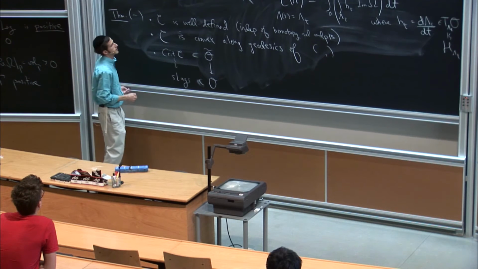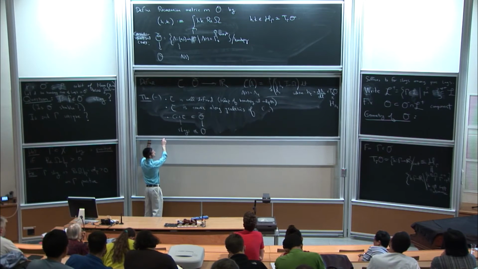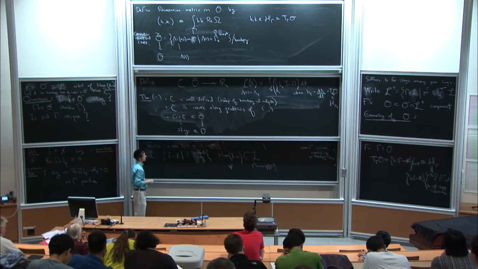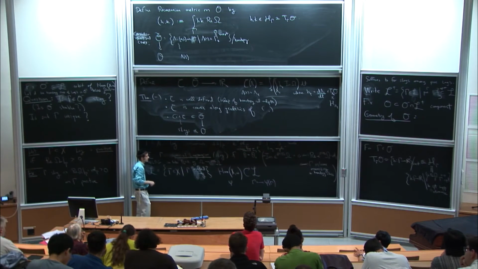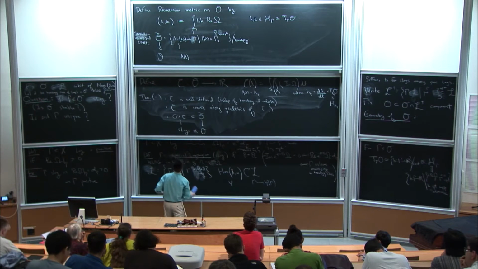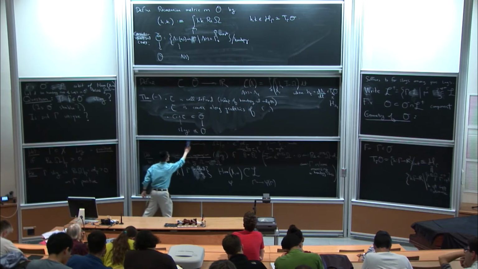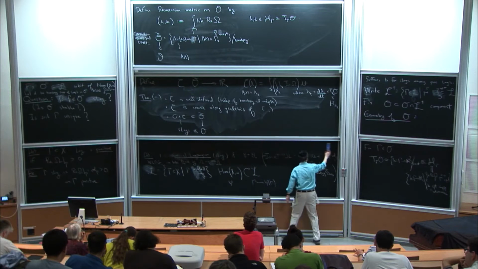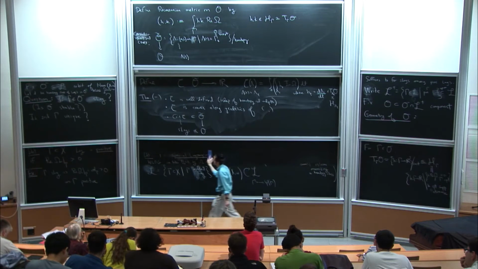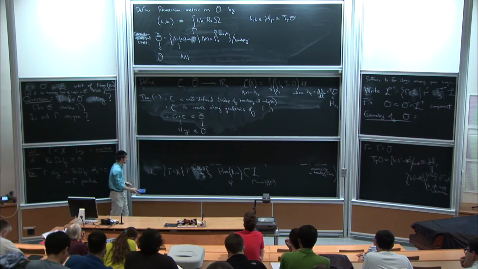In particular, if we know that there exist geodesics, then special Lagrangians have to be unique.